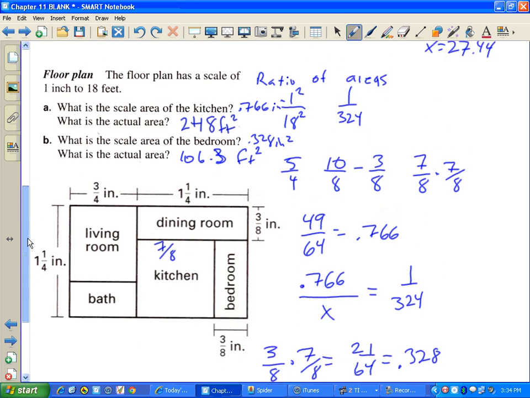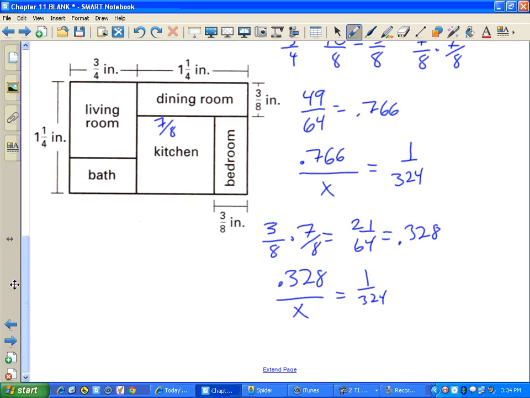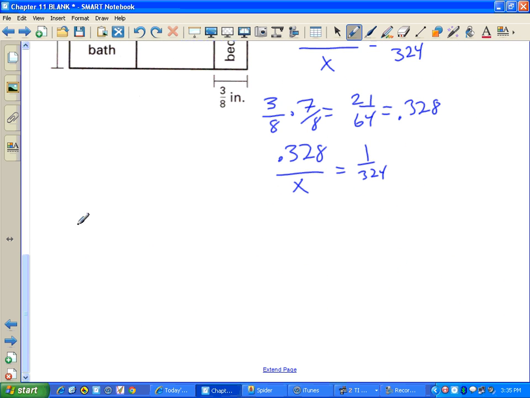Okay, and you'll have a similar problem like this in your packet. Okay, so that's how you can use ratios to get area ratios. Just a note, this can be expanded to volume too.